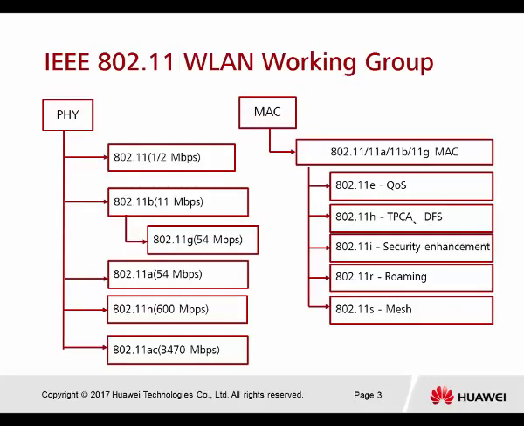So this is the working group for WLAN. So we have the physical and also the MAC. On the physical layer, right here we can see many different versions of the wireless. So we have 802.11 b, g, an, and also the ac.